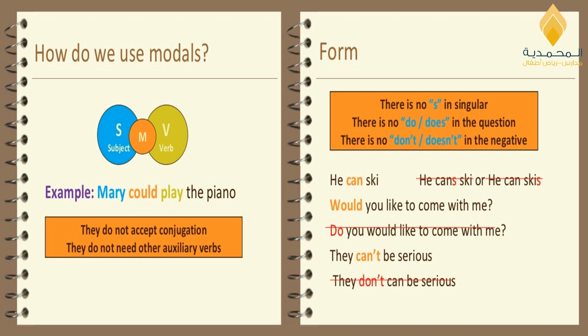Have a look at the examples. He can ski, and we can't say he can skis. Would you like to come with me? And we can't say do you would like to come with me? They can't be serious, and we can't say they don't can't be serious.